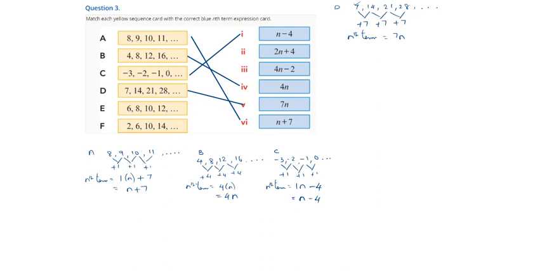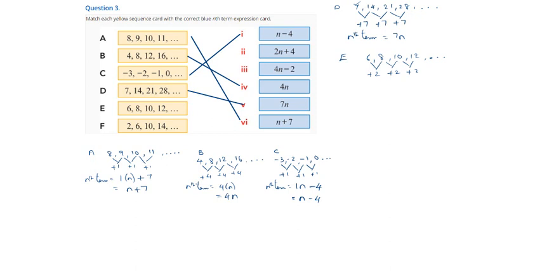Moving on to the next, E. E is 6, 8, 10, 12, etc. So 8 is obtained by adding 2 to 6, 10 is obtained by adding 2 to 8, 12 is obtained by adding 2 to 10.